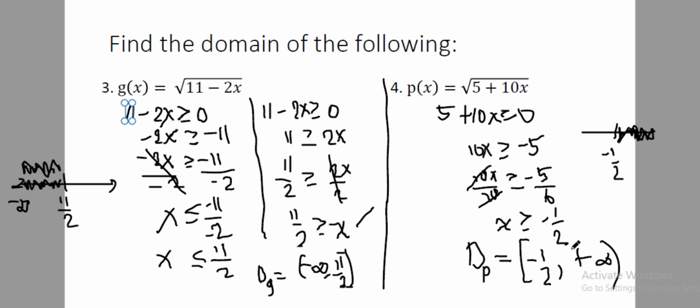Say for example, negative 1 is not part of the domain. If x is negative 1, this will become negative 10. 10 times negative 1 is negative 10. 5 minus 10 is negative 5. So there is no square root of negative 5 under the set of real numbers. So it's an error. That is why negative 1, which is located here, is not part of the domain.